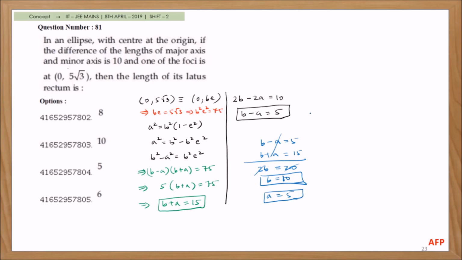This is one more part. Next, the length of the latus rectum is equal to 2 times a square by b. So this is nothing but 2 times a, which is 5, square, divided by 10. So 25 into 2 is 50, 50 divided by 10, so you are getting 5 units. So your option 3 follows.